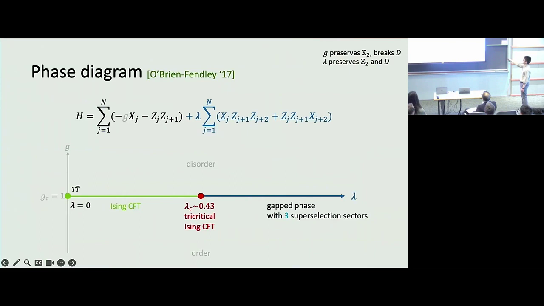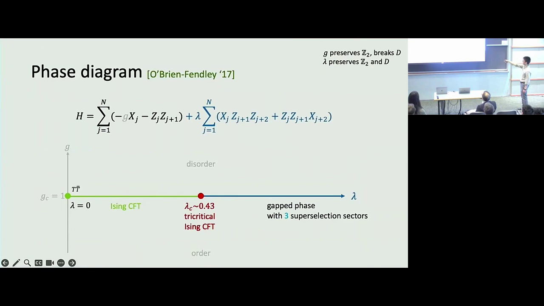So if you go away from the critical point, that's this G variable, you break the non-invertible symmetry. But if you go along this axis, you preserve the non-invertible symmetry. And these people, they do DMRG and find that the phase diagram of this deformed model as a function of the coupling constant lambda is the following.